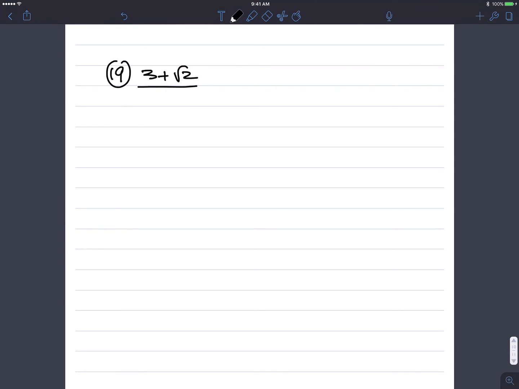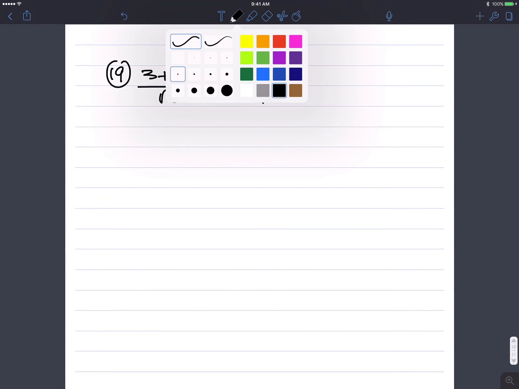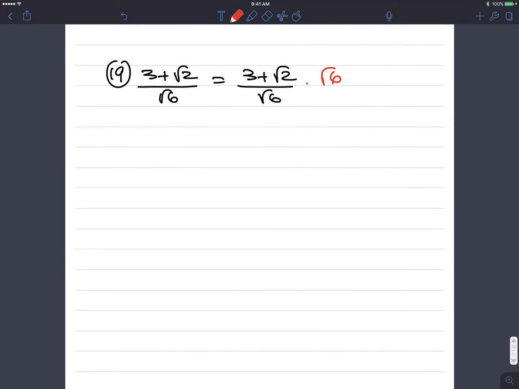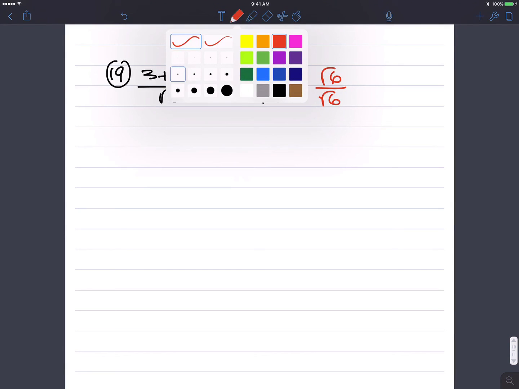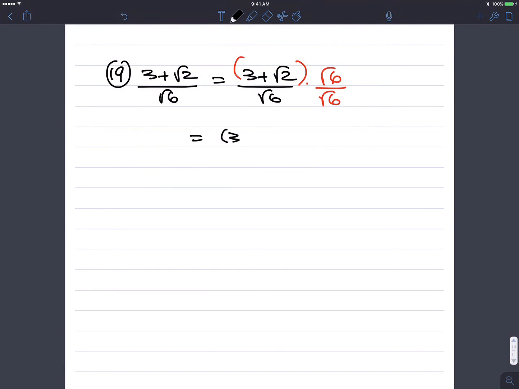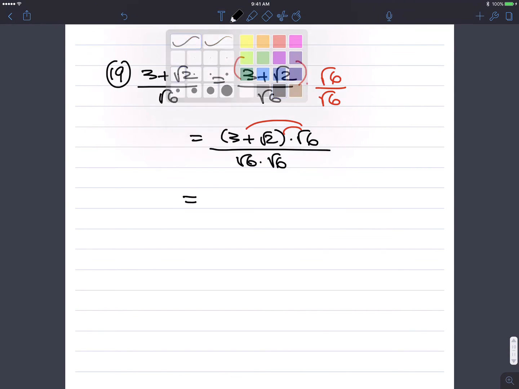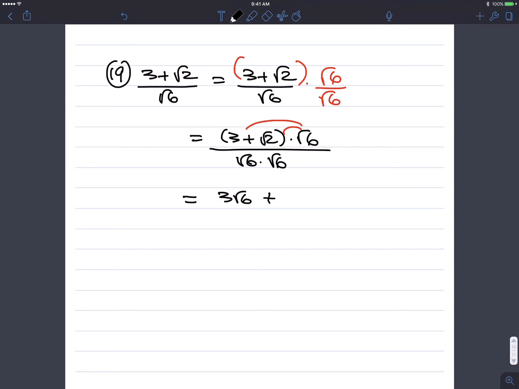3 plus the square root of 2 over the square root of 6. Multiply top and bottom by that square root of 6. There's a parenthesis here. We're going to eventually distribute 3 plus the square root of 2 times the square root of 6 over the square root of 6 times the square root of 6. We know that's going to be 6. We're going to distribute. So 3 times the square root of 6 plus the square root of 12 over our 6.